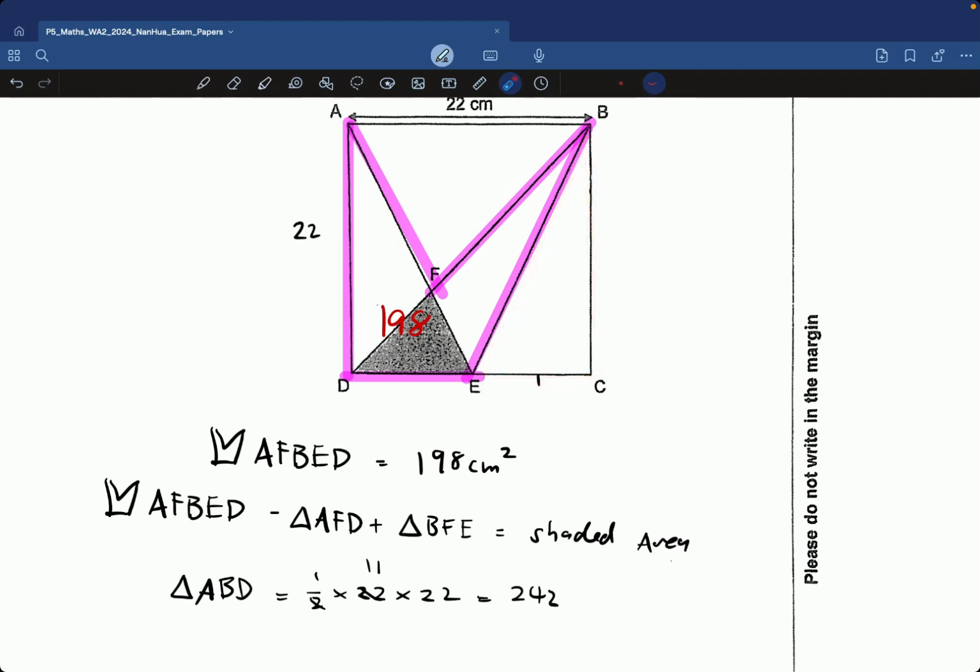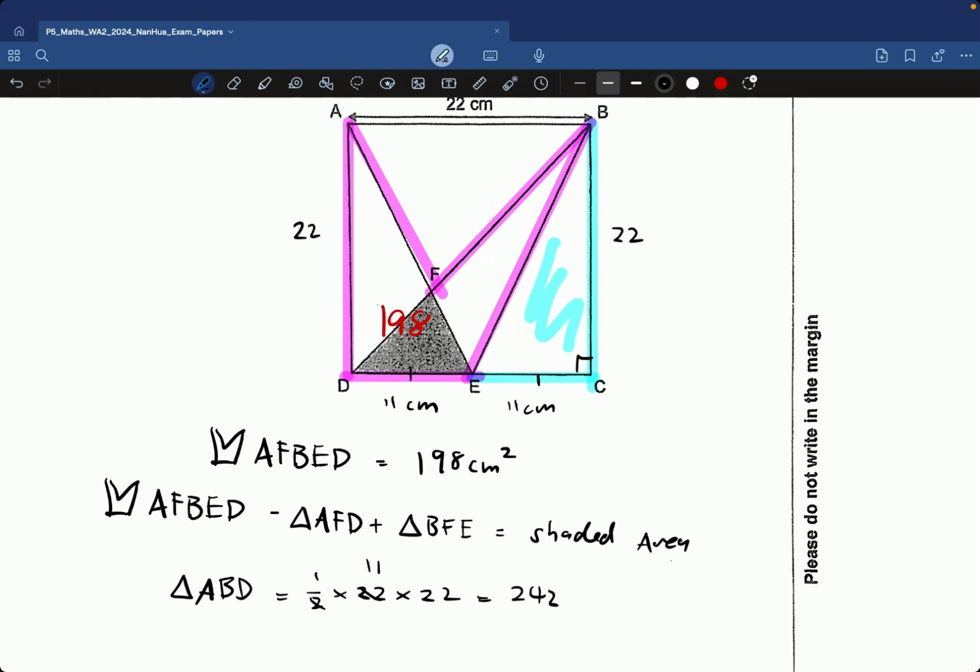We need to know what this triangle is. B, C, and E, right? We need to know this. Okay, so we actually know since DE is equal to EC, which I accidentally erased, DE is actually 11 centimeters and EC is 11 centimeters, and this is a right angle triangle. So this is 22 as well.